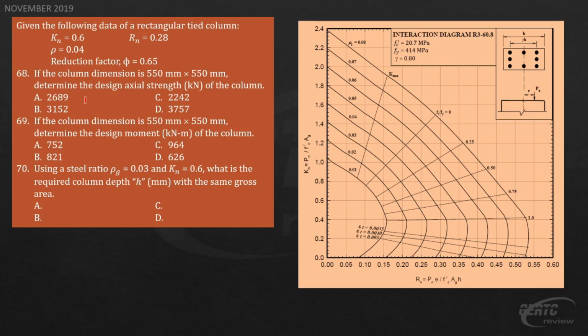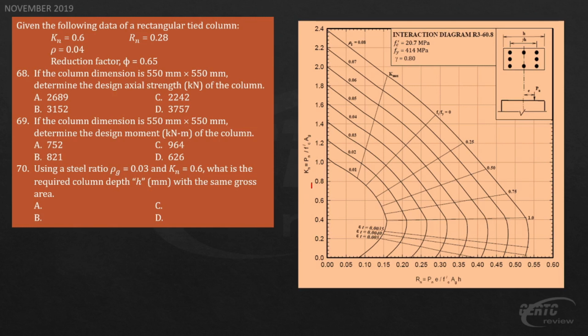The design axial strength. If the column dimension is ganun pa rin, determine the design moment. And using a steel ratio of 0.03, what is the required column depth with the same gross area as the original? Okay, so we are given here the interaction diagram.